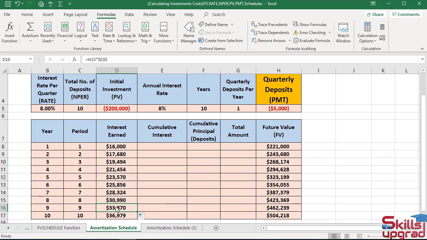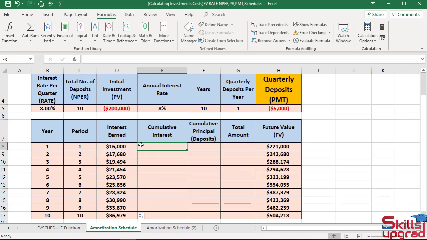Now I calculate cumulative interest in column E cells. Active cell reference E8. Cumulative interest is the total interest earned in the investment at the end of each period. First, I calculate the cumulative interest of first period. Cumulative interest of first period is the same as interest earned at the end of first period.